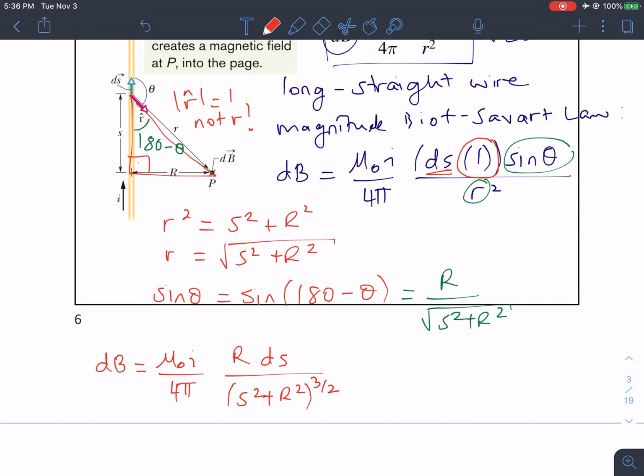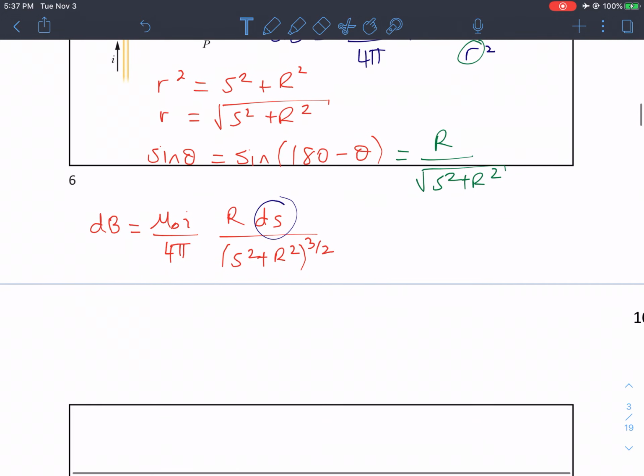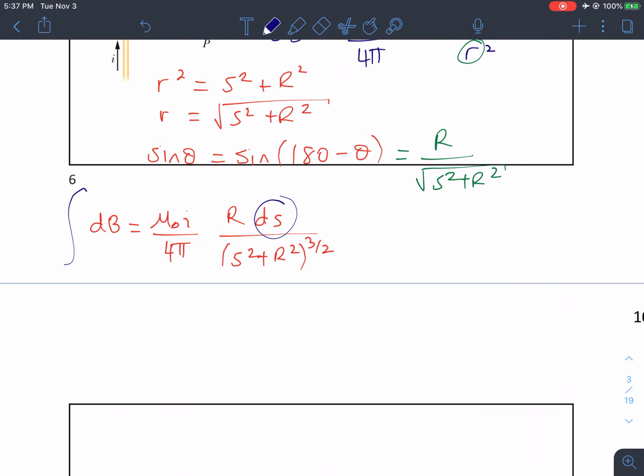Now let's think about this. Can we integrate this? We're integrating over s, and as you can see, the only variable we have in the equation is s. Everything else is constant. Capital R is a constant. We don't have a little r, which depends on s. So we are in good shape. Next, let's take the integral of both sides.